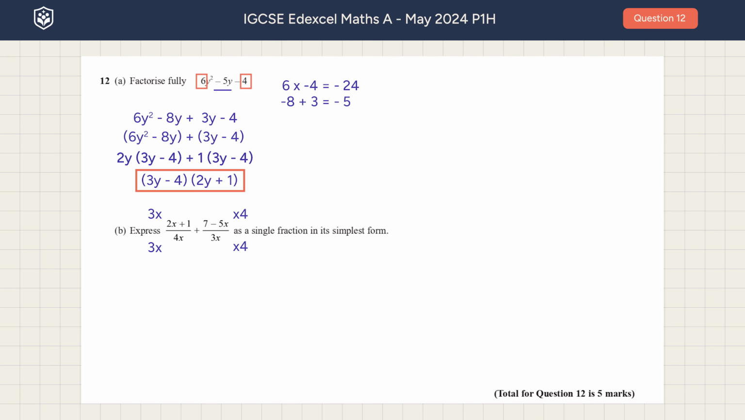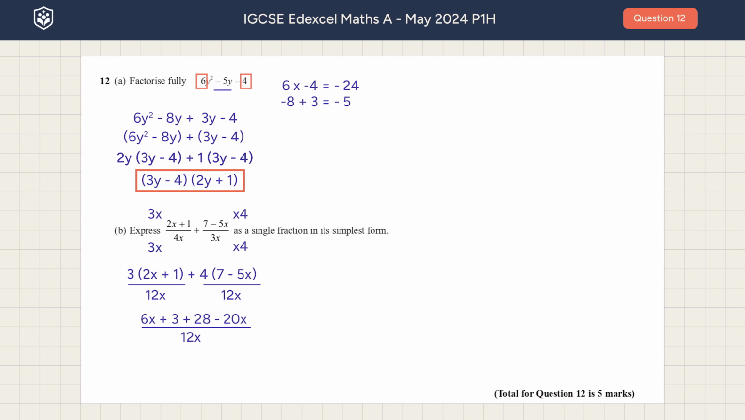Let's start with the left fraction. We multiplied 4x by 3 to get 12x, so we also have to multiply 2x plus 1 by 3. Likewise, for the right side, we multiply 3x by 4, so we also have to multiply 7 minus 5x by 4, where we get 3(2x plus 1) over 12x plus 4(7 minus 5x) over 12x. Now let's expand the brackets to get 6x plus 3 and 28 minus 20x over 12x.